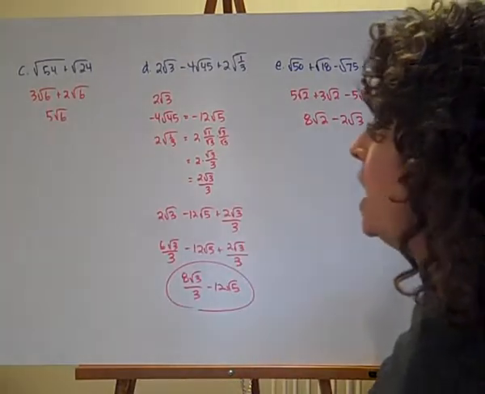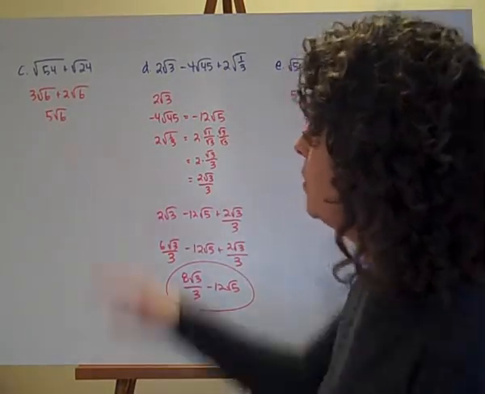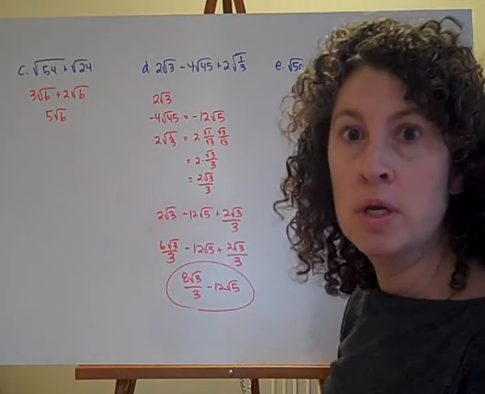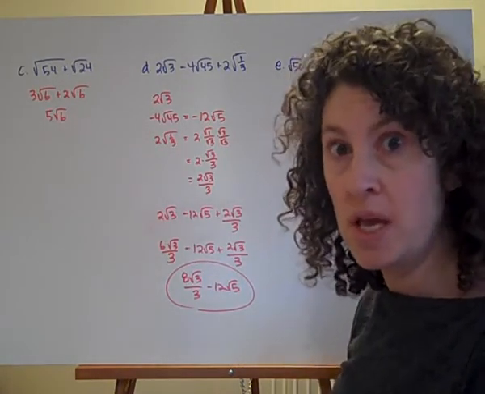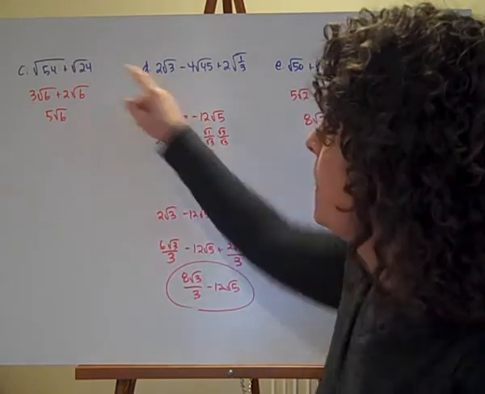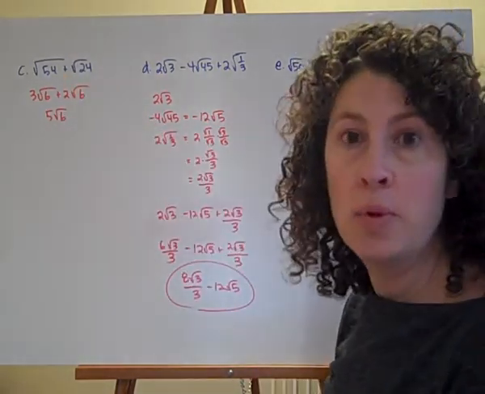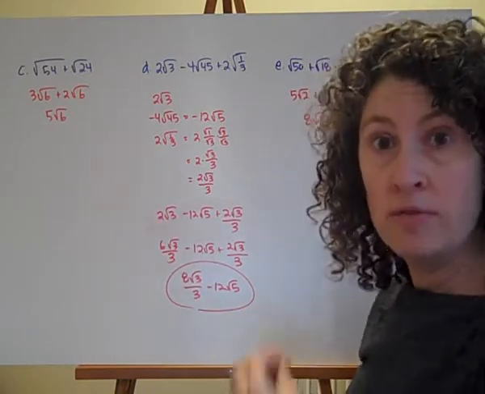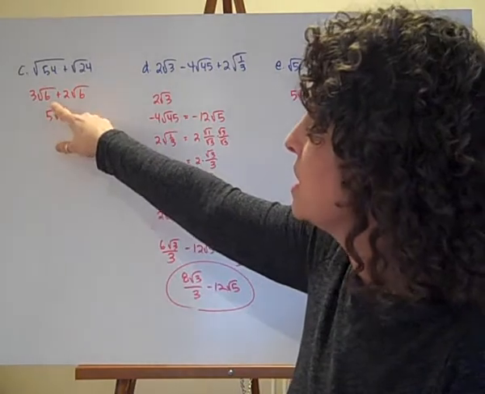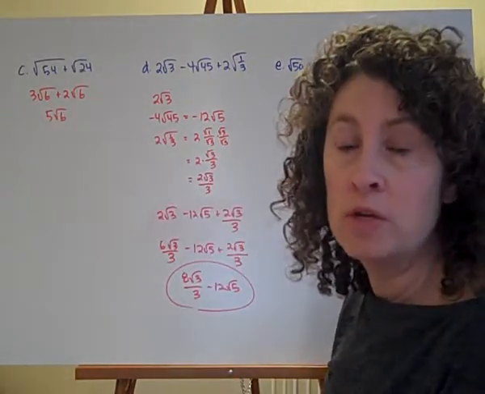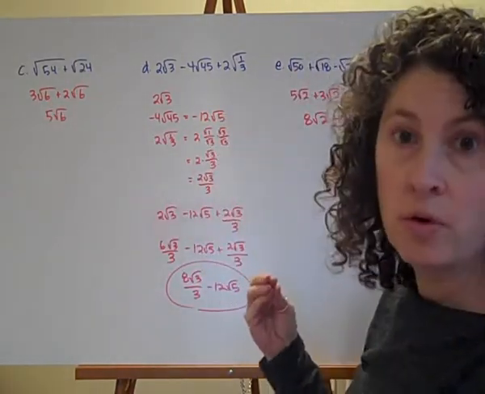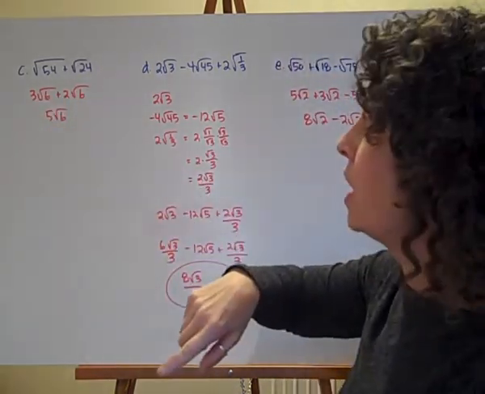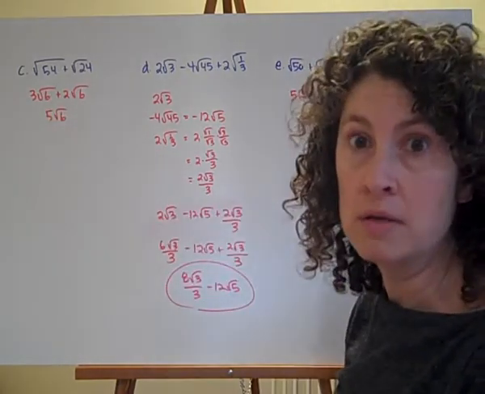All right, let's get a little more complicated here. Let's take a look at radical 54 plus radical 24. First, what I want to do is simplify each expression as much as I can to see if I actually have like terms. Radical 54 has a perfect square factor of 9 in there. So I'm going to pull the 9 out, and when the 9 comes out, the square root of 9 is 3. So I end up with 3 radical 6. 24 has a perfect square factor of 4 in there. So when I pull out the square root of 4, I get 2. So I have 2 radical 6. Now these are like terms because they both are radical 6. So I end up with 5 radical 6. Done.